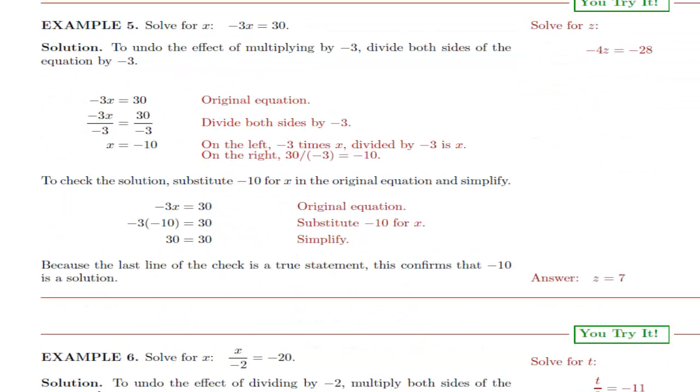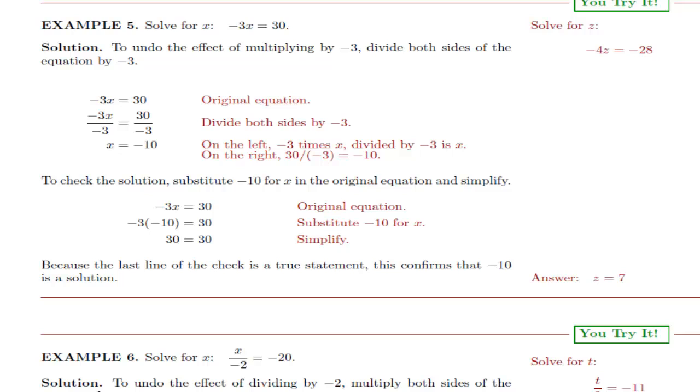Example 5. Solve for x in the equation negative 3x equals 30. Solution. To undo the effect of multiplying by negative 3, divide both sides of the equation by negative 3. Take the original equation. Dividing on the left, we get negative 3 times x divided by negative 3 equals x, and on the right, 30 divided by negative 3 equals negative 10.